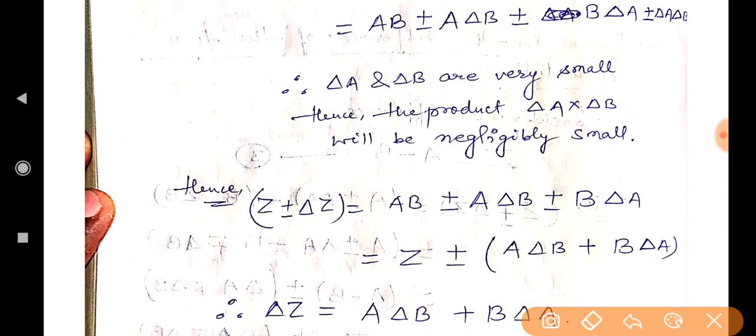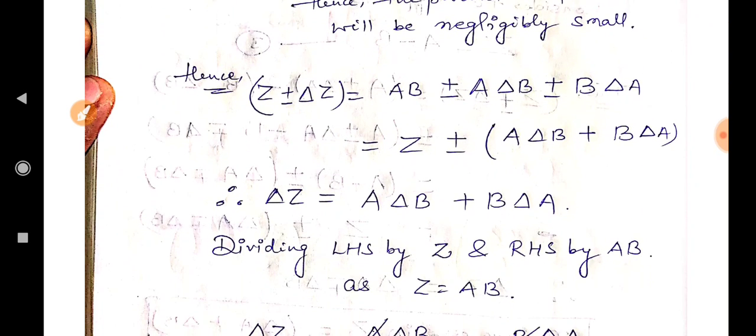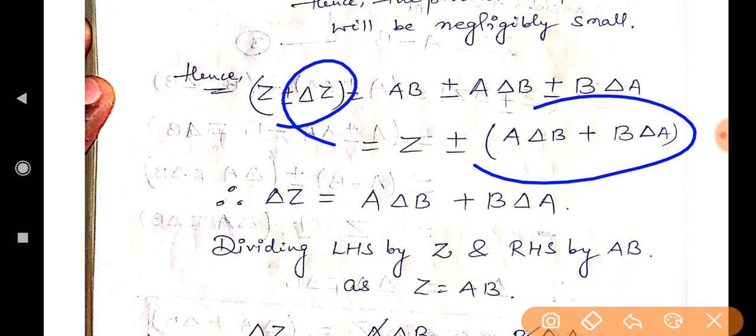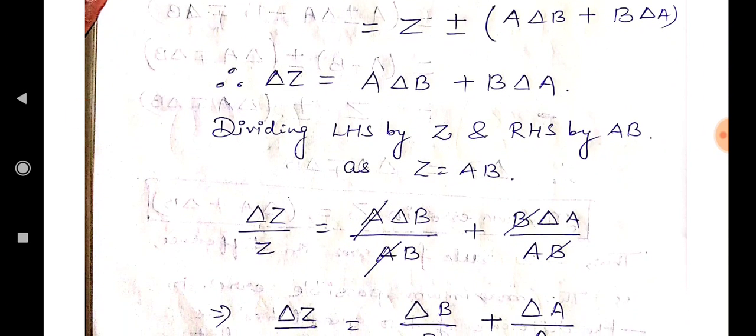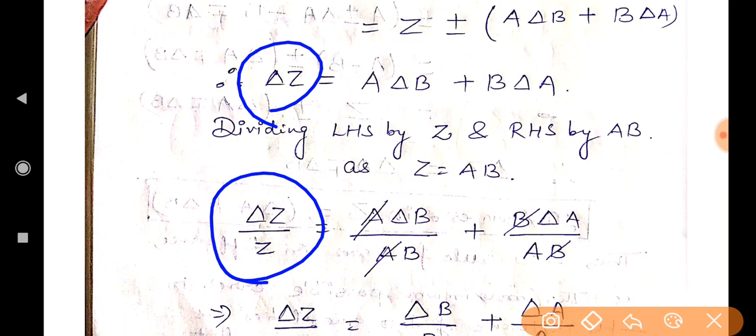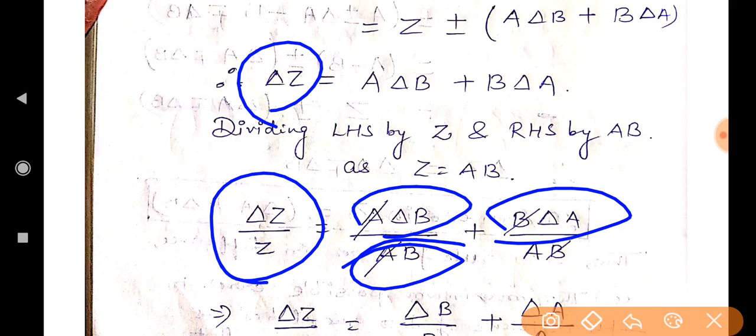Hence we may write Z plus minus delta Z equals, after neglecting this, AB plus minus A delta B plus minus B delta A, and thus we get delta Z equals A delta B plus B delta A. Hence dividing LHS and RHS by AB, we have delta Z upon Z equals A delta B divided by AB plus B delta A divided by AB.